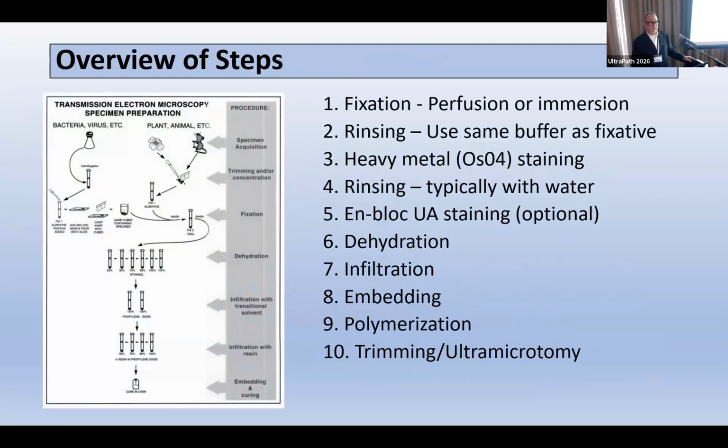Just a quick overview of the steps for anyone who hasn't done this much. Fixation usually happens somewhere else. There's diffusion or there's immersion. You need to rinse the fix out. You're going to stain it with some heavy metal, or maybe 2 or 3 or 4 or 5 if it's volume EM. En bloc staining you can do during the protocol is optional. Dehydration, then you infiltrate, embed, polymerize, and trim.